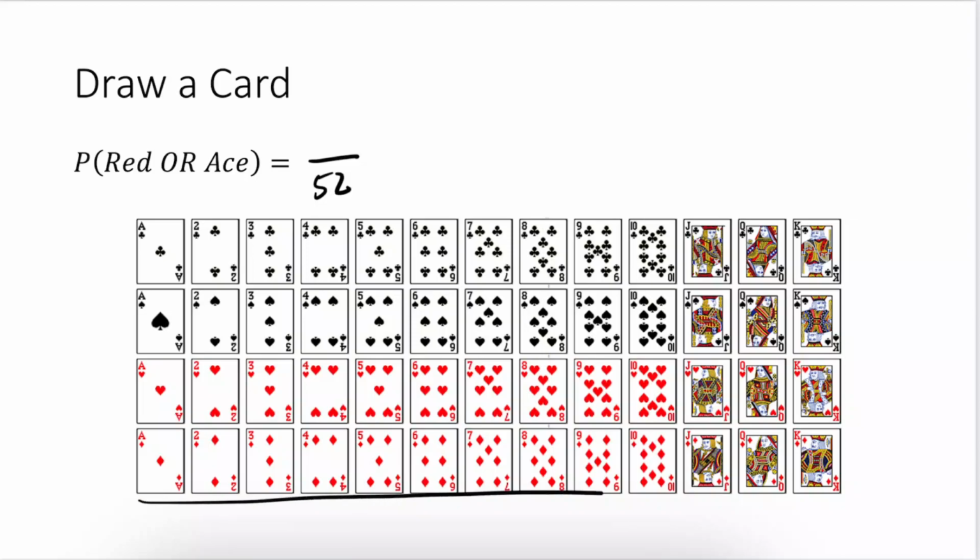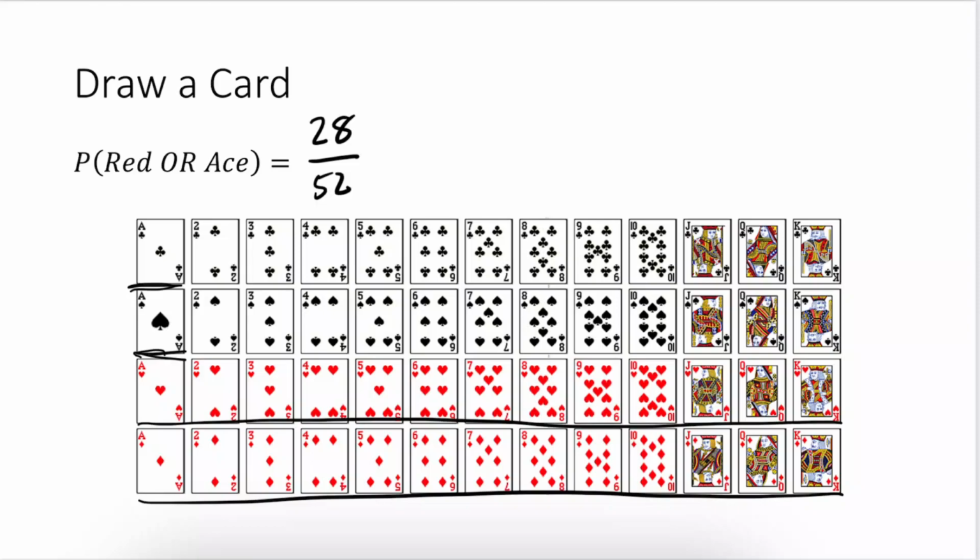So we have 13 diamonds, which are red cards. Then we also have 13 hearts, which are red cards. And it said it could either be a red card or an ace. So we would also want to count these 2 black aces because it could be a red card or an ace. And so the total number of outcomes that we have are 13 plus 13, which is 26, plus our 2 aces, which would give us 28 out of 52. So this is one way that you can calculate it.